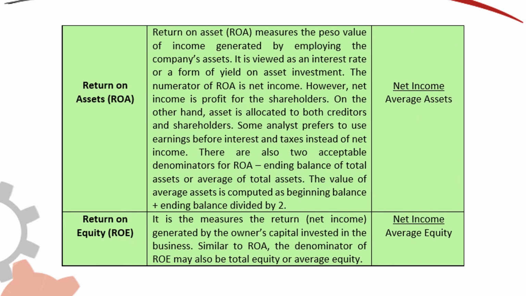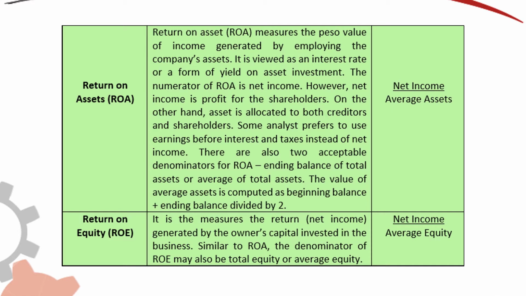We also have here the return on assets or the ROA. This measures the peso value of income generated by employing the company's assets. It is viewed as an interest rate or a form of yield on asset investment. The numerator here is the net income, while the denominator for the formula is the average assets. The value of average assets is computed as beginning balance less ending balance divided by 2. Let's say that the computed value is 7%. So it means that the company generates 0.07 net income from the use of 1 peso asset.